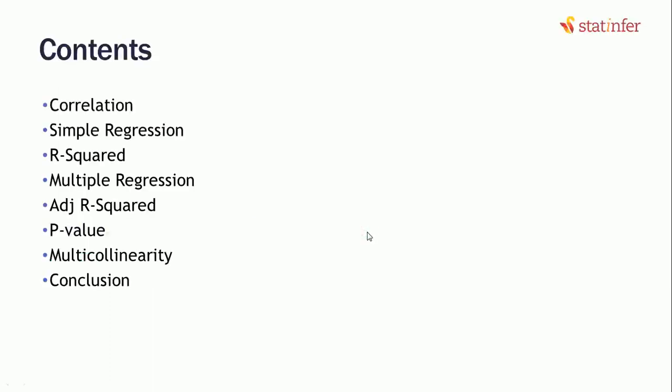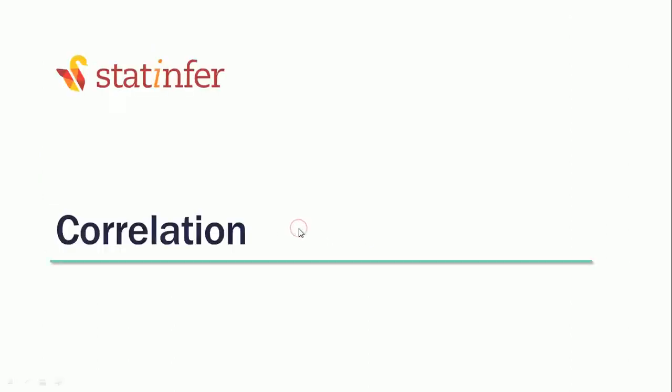These are the contents that we are going to cover in this session. We will understand the concept of correlation and then slowly connect the dots and move to simple regression. Slowly we will deep dive into more and more aspects of simple regression and try to understand how we can make our simple regression model better and better. So without wasting our time, let's get into correlation.